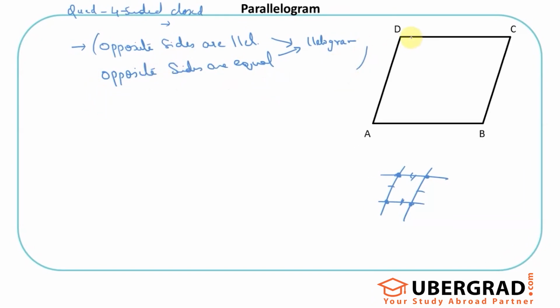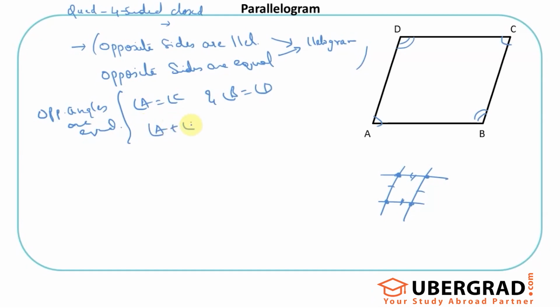In a parallelogram, we also see that opposite angles are equal. That is, angle A and angle C are equal. So opposite angles are equal. And the sum of adjacent angles will be 180. That is, angle A plus angle D is equal to 180, and angle A plus angle B is also 180. This plus this, or this plus this, or D plus C, or C plus B. Any two adjacent angles I pick, the sum will be 180.